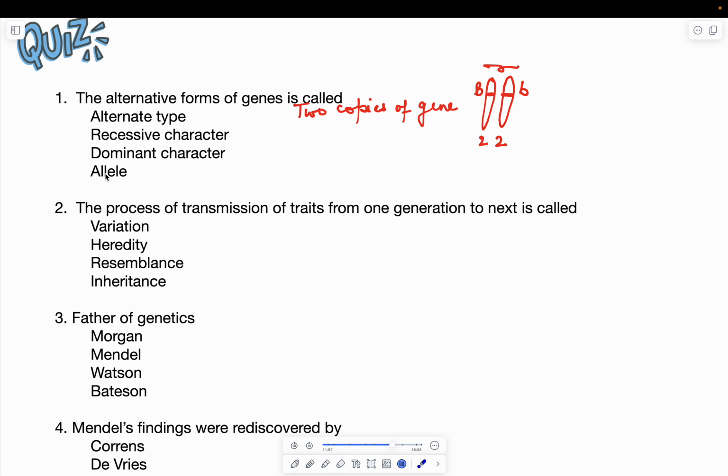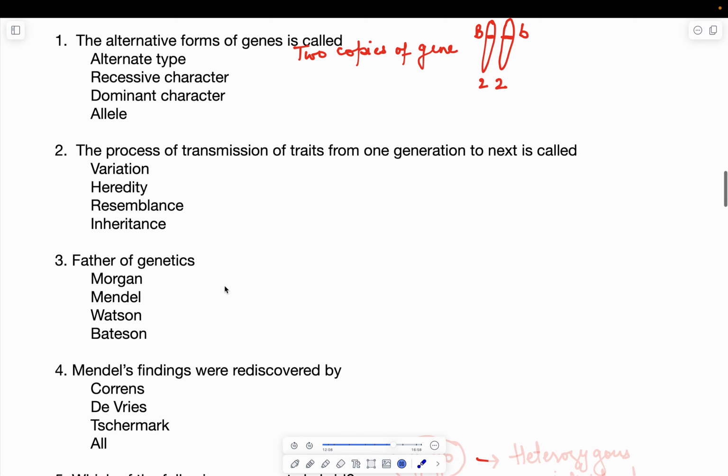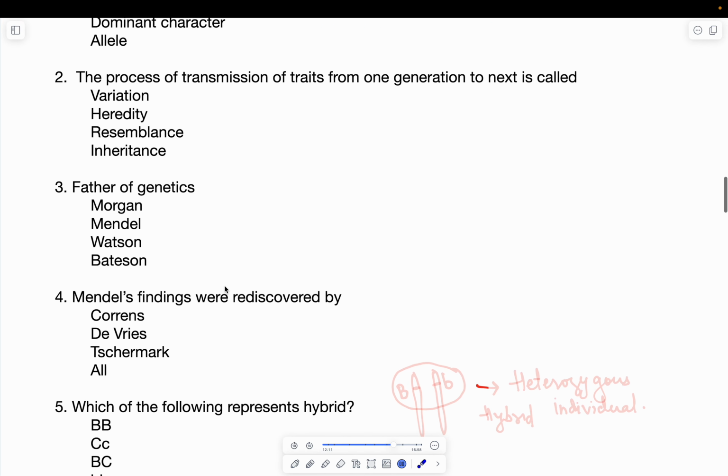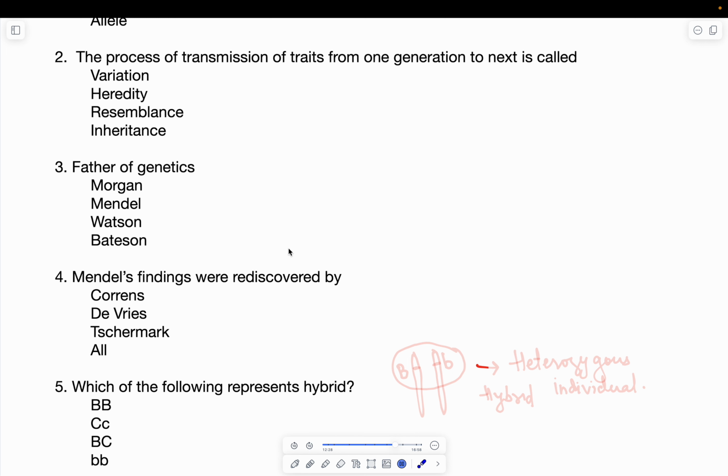So the answer is allele. The process of transmission of traits from one generation to next is called, this is very simple, heredity, right? So this is the way we pass on the traits from parents to the next generation. The third question is, who is the father of genetics? Again, the father of genetics is Mendel. He did all the basic experiments, like hybridization on the pea plant, to decipher the certain rules of pattern of inheritance. So Mendel is the father of genetics.